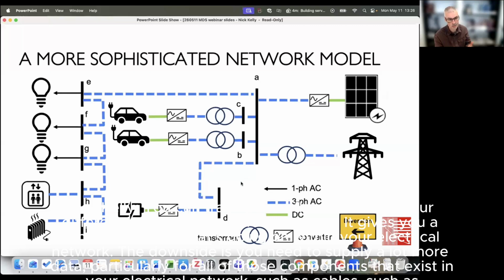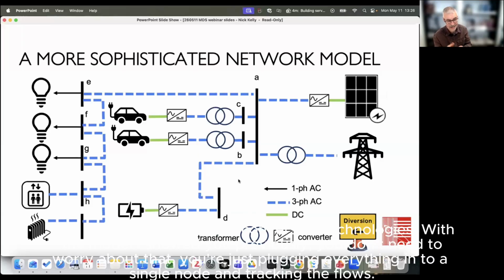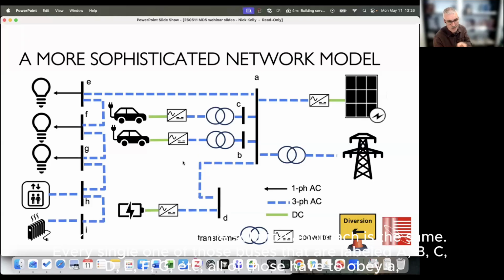The downside is you need to supply a lot more data, particularly for all of those components that exist in your electrical network, such as cables, transformers, and any power conversion technologies. With the model I showed you previously, you don't need to worry about that. You're just plugging everything in to a single node and tracking the flows. But again, the solution approach is the same. Every single one of those buses that I've labeled A, B, C, D, E, F, G, etc. all of those have to obey a power balance as well. Okay, next slide.